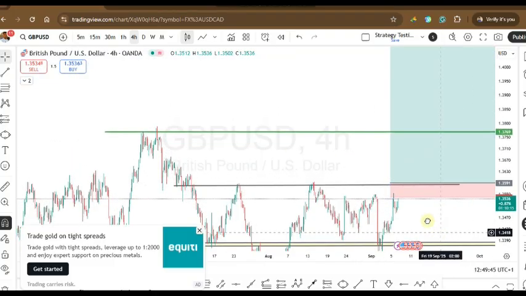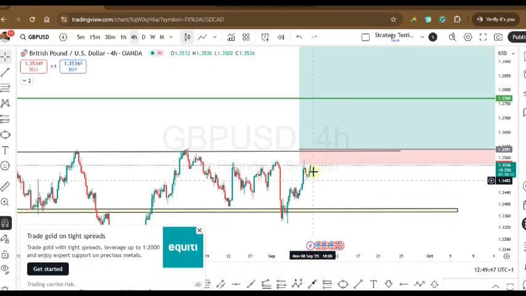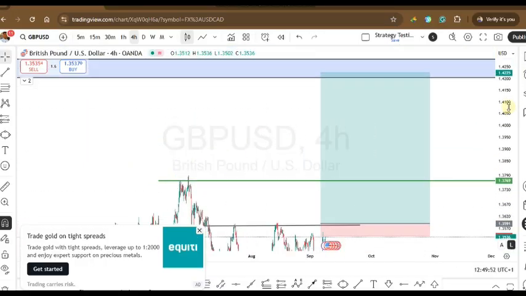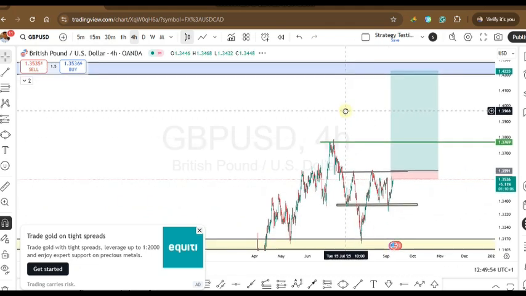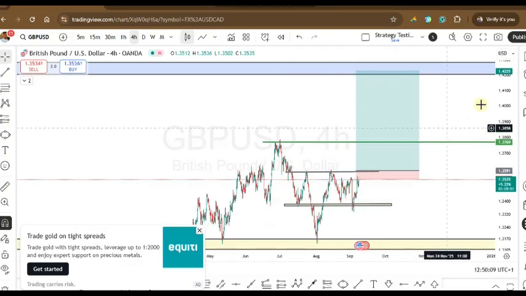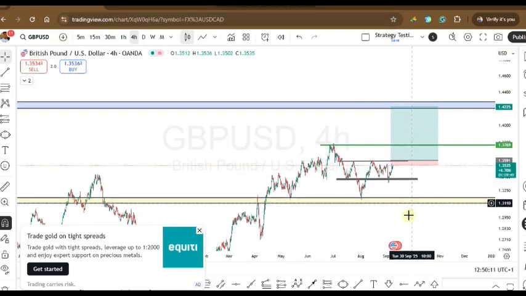So it's the same way that our entry is going to look, and our stop loss is just going to be 50 pips. Then our target is going to be here. So on this trade, for this setup, I'm projecting nothing less than 640 pips. Risking just as low as 50 pips, going for 640 pips on this trade. So that's what I'm looking at on GBPUSD.